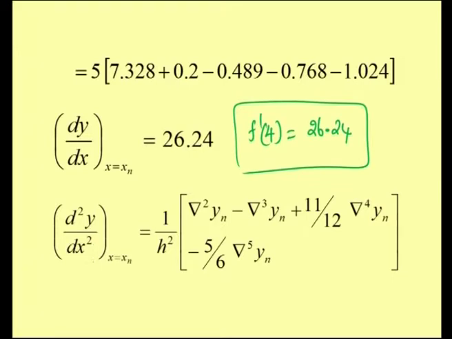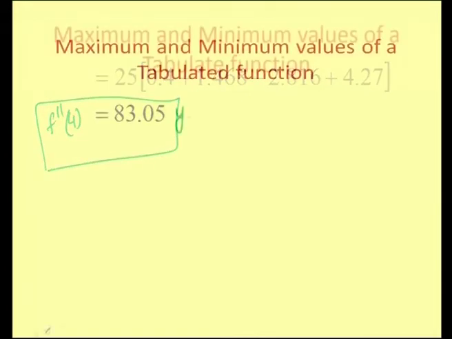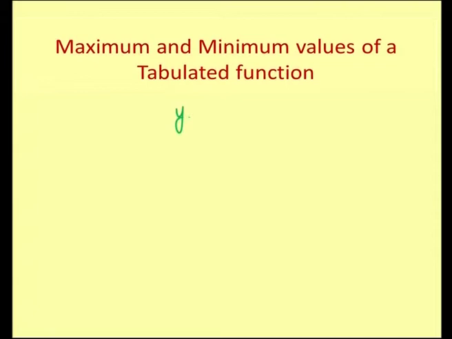Similarly, d square y by dx square at x is equal to xn is 1 by h square nabla square yn minus nabla cube yn plus 11 by 12 nabla power 4 yn minus 5 by 6, alternatively plus and minus, and after substituting 1 by h square, 1 by 0.2 whole square that is 25 into, we substitute these values and we find f double dash of 4 is equal to 83.05.